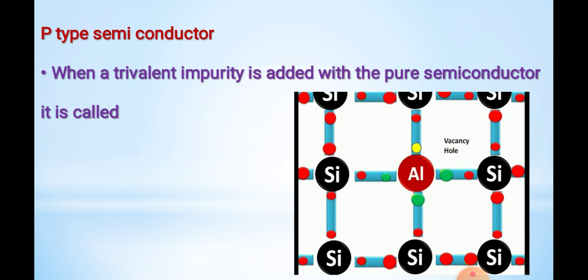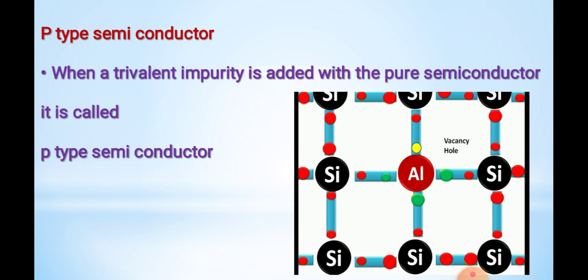When the number of holes increases, what do we say? The positive charge carriers increase, because the number of holes increases, so it becomes positive. That's why we call it a P-type semiconductor. Here we call this aluminium a trivalent element because the valency is 3. So we get a P-type semiconductor when a trivalent impurity is added to the pure semiconductor.